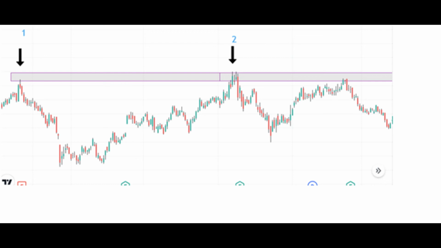Now we understand how the prices behave around the demand and supply zones. It will definitely take you some time to practice plotting the demand and supply zones, but once you learn, the trading becomes a very easy task.